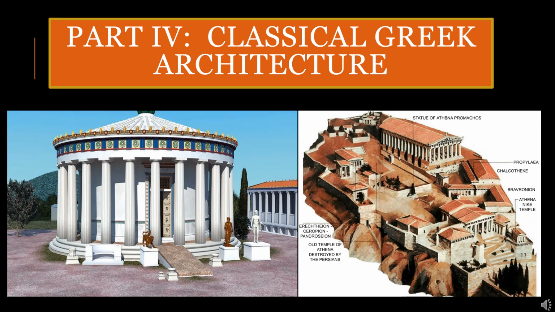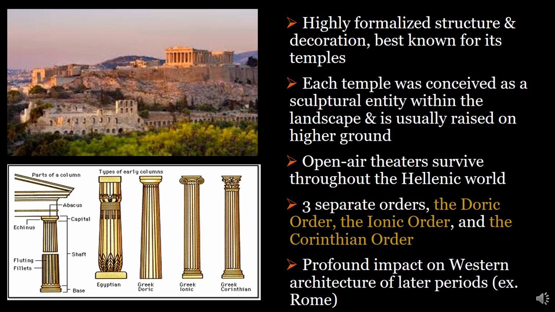Classical Greek architecture can be divided into three separate styles: the Doric order, the Ionic order, and the Corinthian order. Classical Greek architecture is highly formalized in structure and decoration, and is best known for its temples, many of which are found throughout the region as substantially intact ruins.